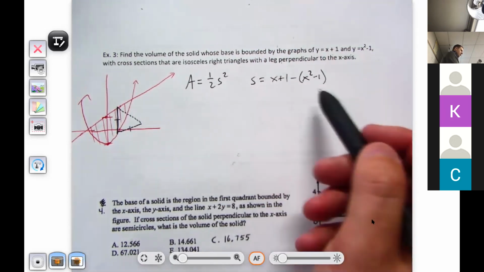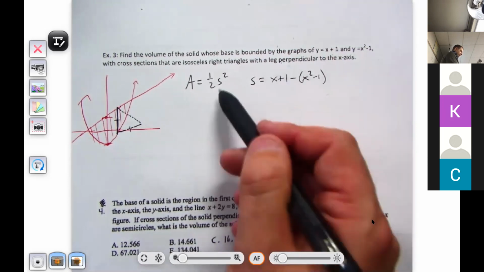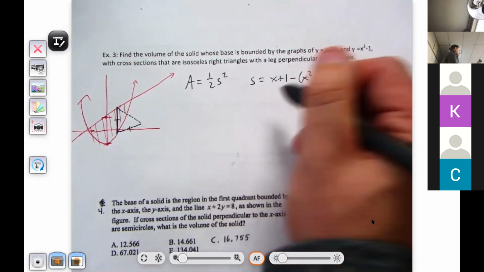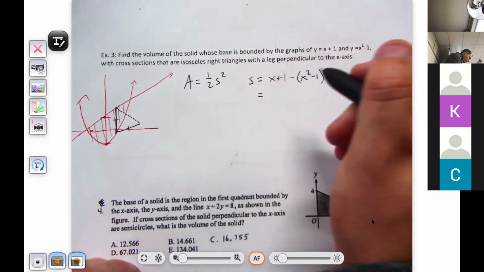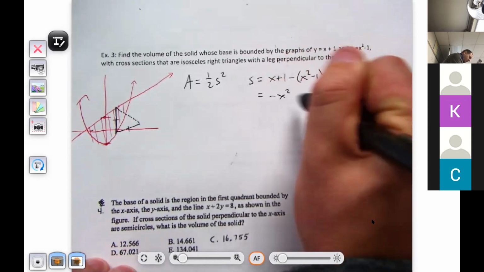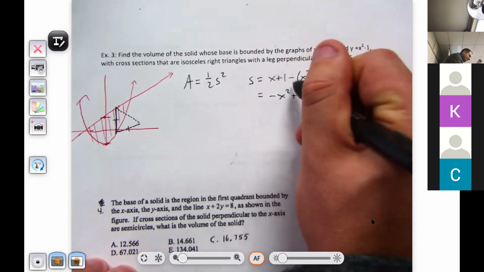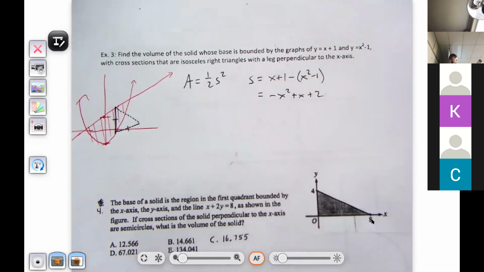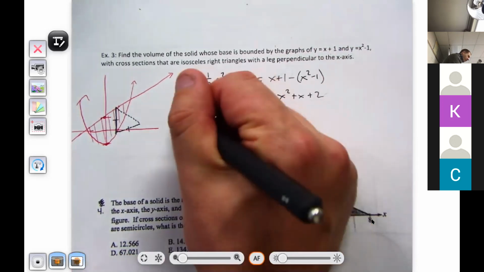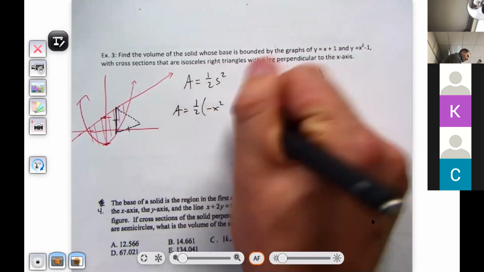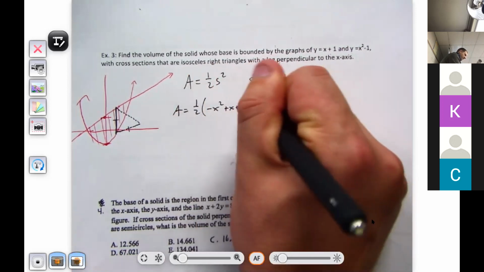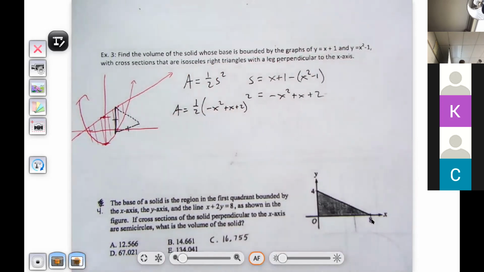I would clean that up. I mean, this is going to go in right here for S, but I would clean it up first, especially if you're going to enter this in your calculator. You want it to be as neat as possible to avoid any parenthesis issues. So what's that going to be? Negative x squared plus x, 1 minus negative 1 is 2. So that's our side. And then we just pop that right in for S. So our area is going to be 1/2 that thing squared. That is what's going to go inside the integral.